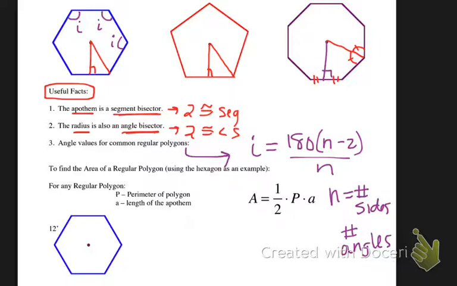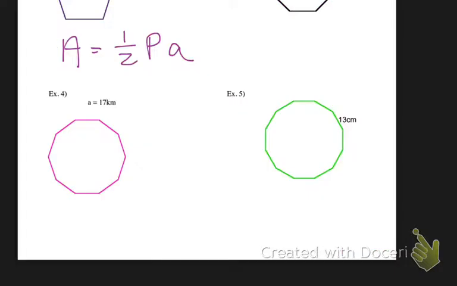Now, your area formula is right here in blue. It's 1/2 times the perimeter times the apothem. So P is the perimeter, and a, that lowercase a, is the apothem. So we have to find the perimeter and the apothem in order to find our area for these polygons.